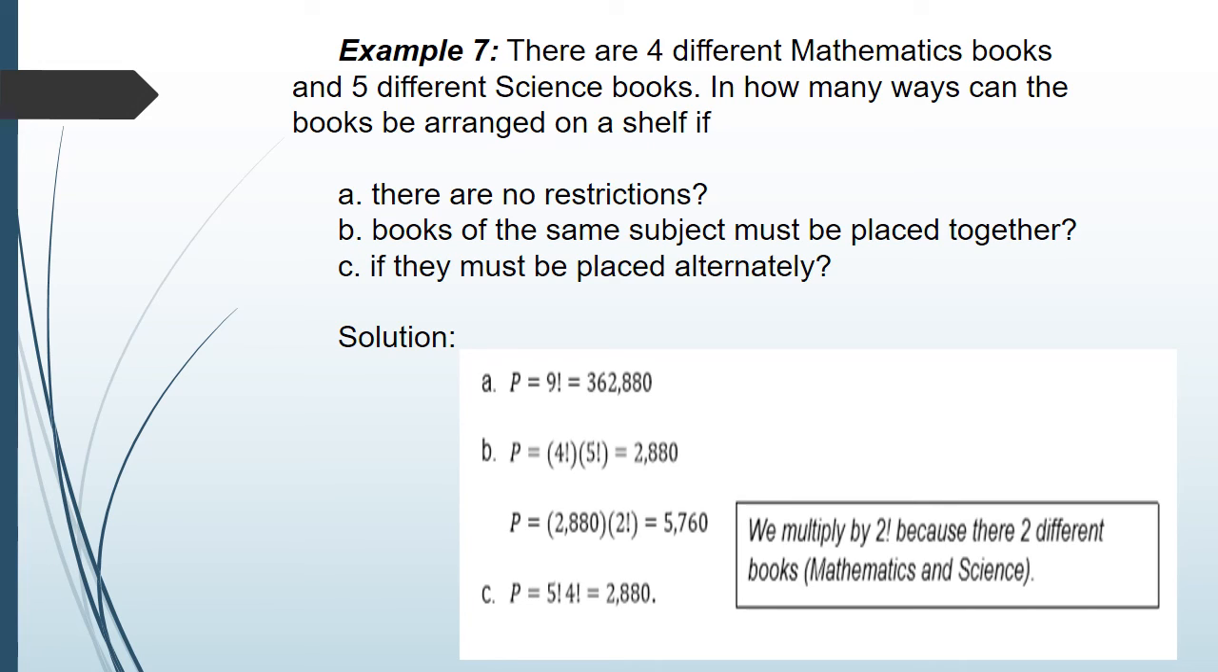Solution. A. P is equal to 9 factorial is equal to 362,880. B. P is equal to 4 factorial times 5 factorial is equal to 2,880. P is equal to 2,880 times 2 factorial is equal to 5,760. C. P is equal to 5 factorial times 4 factorial is equal to 2,880. We multiply by 2 factorial because there are 2 different kinds of books, mathematics and science.